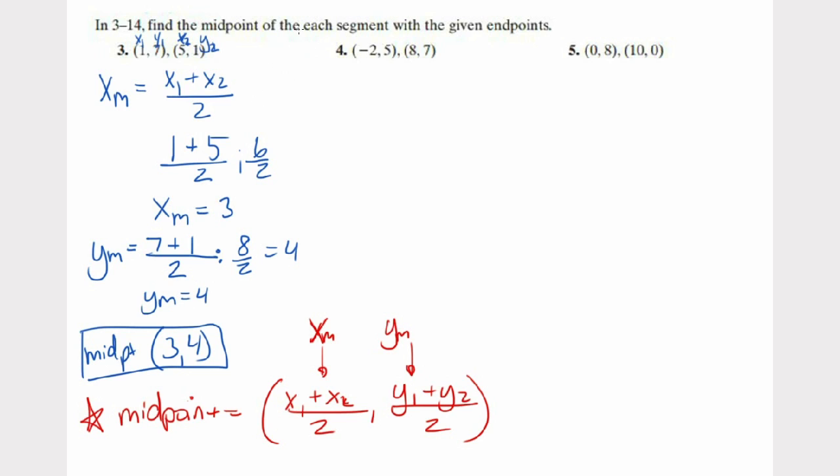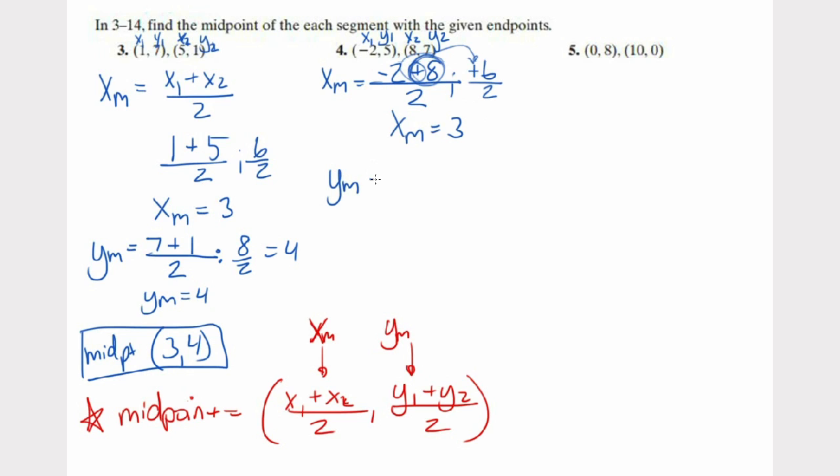Alright, number 4. Same procedure, so we have x midpoints. Let's label these x1, y1, x2, y2. So it's going to be the first x coordinate, which is -2, plus the second x coordinate, which is 8, over 2. So that gives us positive 6. It's going to be positive 6 because this 8 is a greater number and its sign is positive. Therefore the sign at the end has to be positive. Over 2, so xm equals 3.